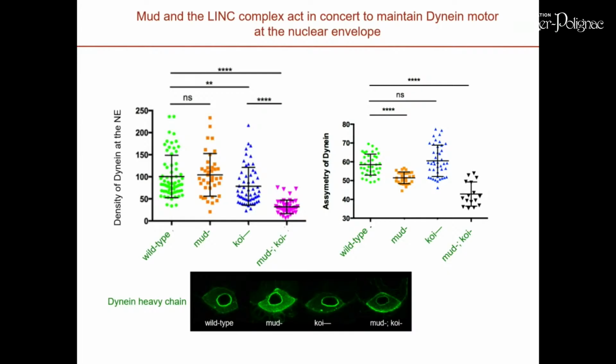When we mutate the LINC complex by itself, the density of dynein at the nuclear envelope is slightly reduced, but the asymmetry is wild type. However, when we make the double mutant, both of MUD and the LINC complex, then we have a strong decrease of the level of dynein at the level of the nuclear envelope and a drop of the asymmetry.